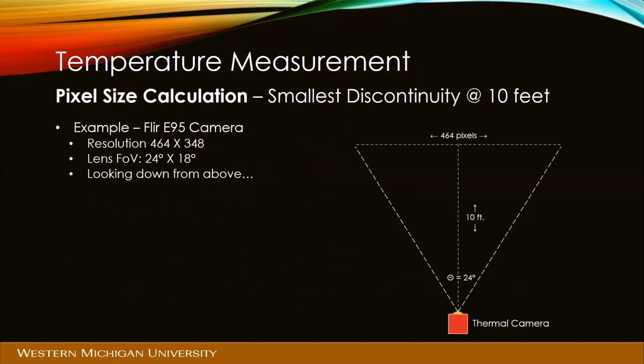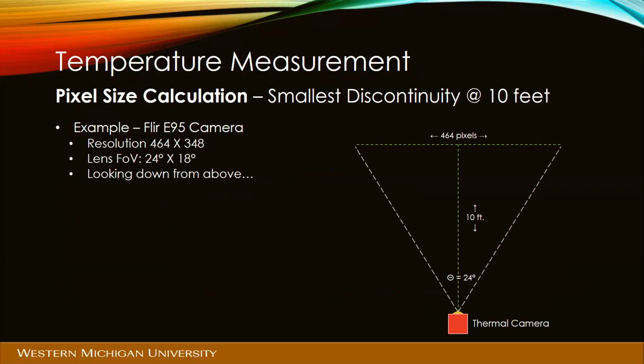So here's what we have. What is the smallest discontinuity you can find at 10 feet? And I'm using the FLIR E95 for this example. We're just looking at the horizontal right now. And remember, these are square pixels, so it'll work for both directions. If you're dealing with the E90 or the FLIR One Pro, which has rectangular pixels, you have to go with the smaller direction. But if we have a resolution of 464 by 348, our lens is 24 degrees.